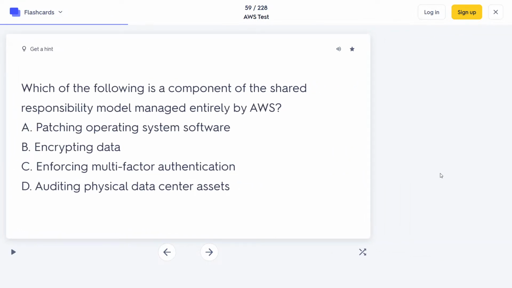Now let's move on to the next thing. Which of the following is a component of the shared responsibility model managed entirely by AWS? Option number D.